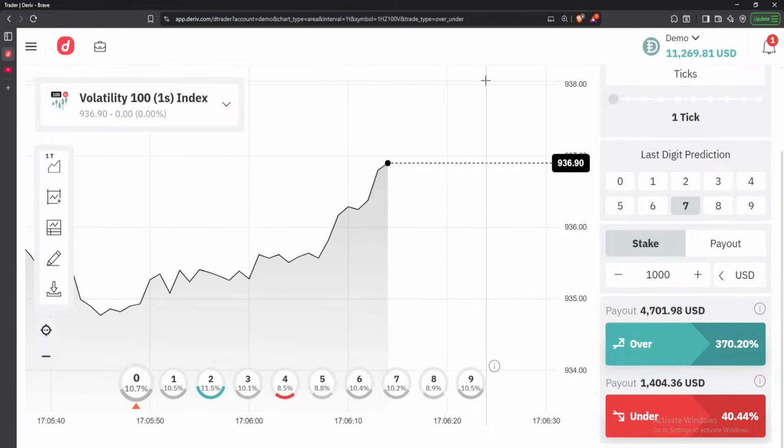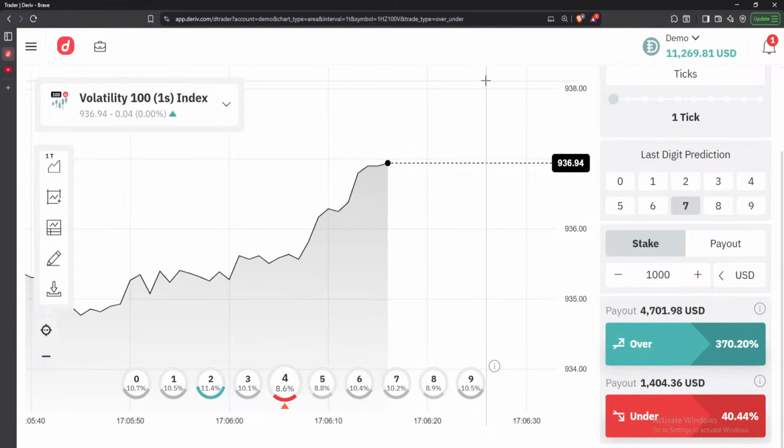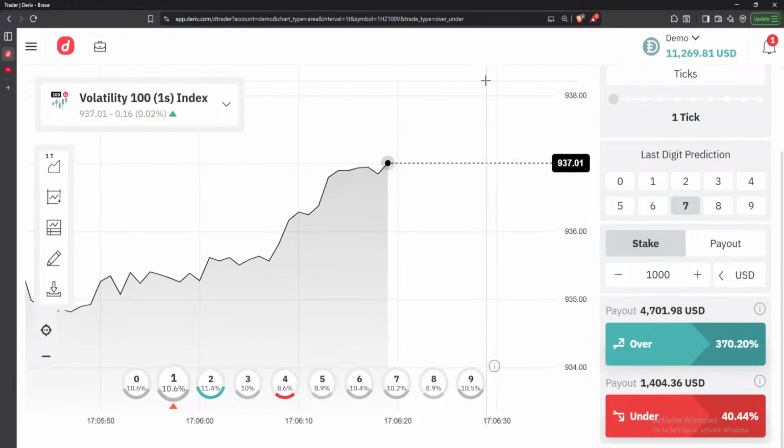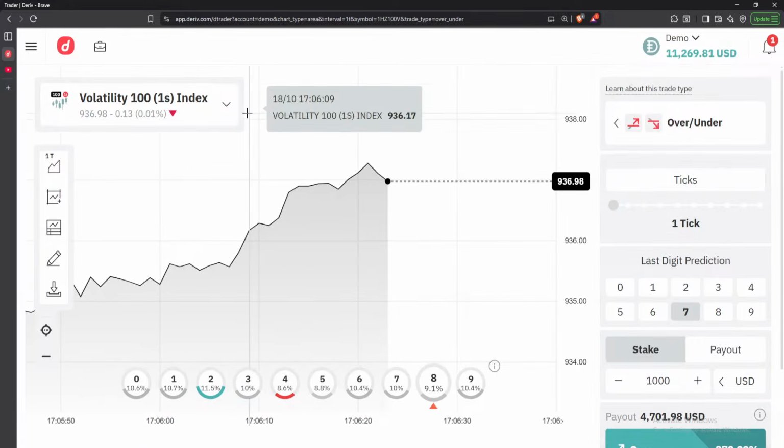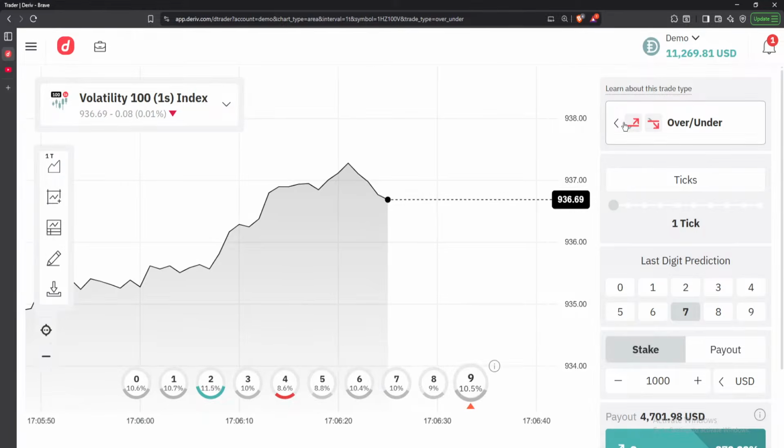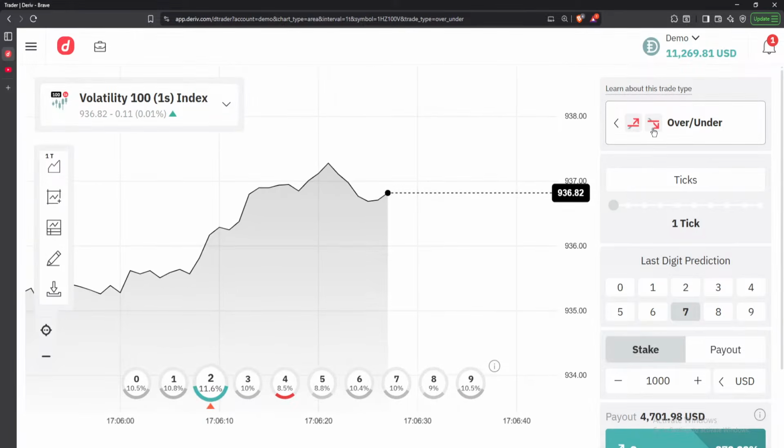I have Smarter Shayla. Thank you very much for your question. My circles don't appear in the graph. If your circles do not appear, it means you have not selected the correct trade type. So what you do is come here. As you can see on my screen, there's this part called over under.